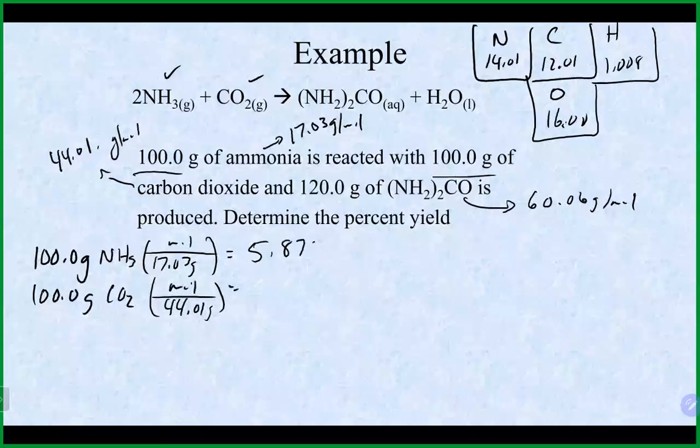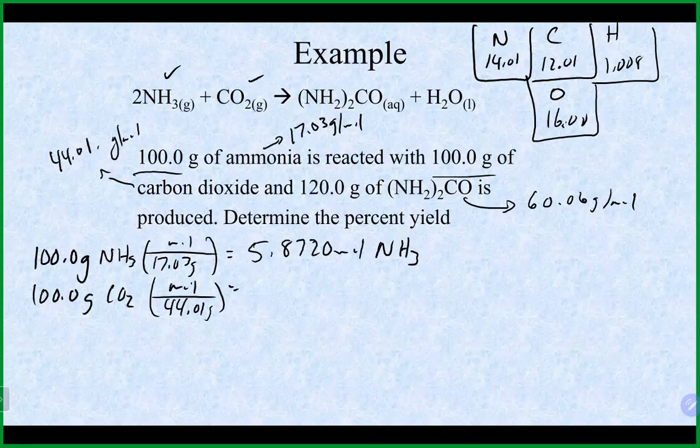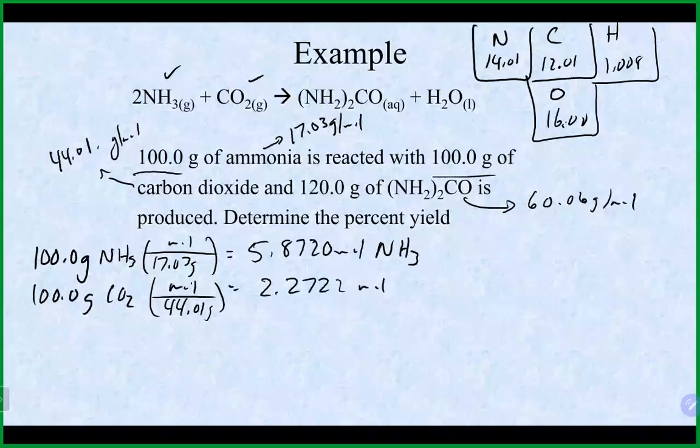That is going to give us 100 divided by 17.03, 5.8720 moles of NH3. 100 divided by 44.01, 2.2722 moles of CO2. Once again, we're going to do our calculation to figure out which one's the limiting reagent.